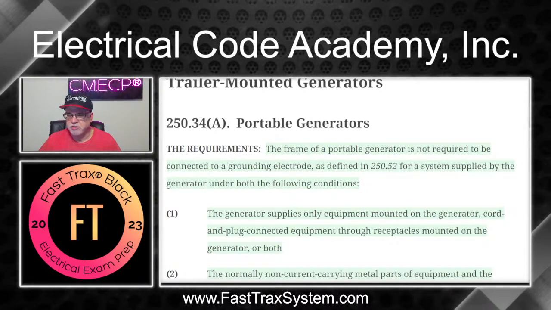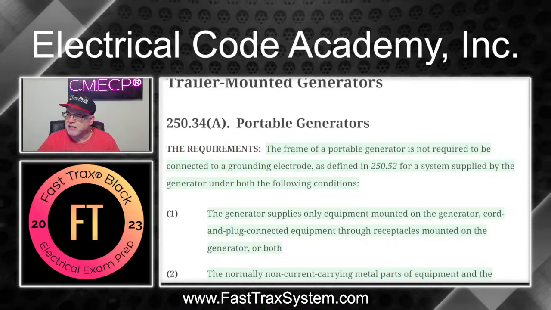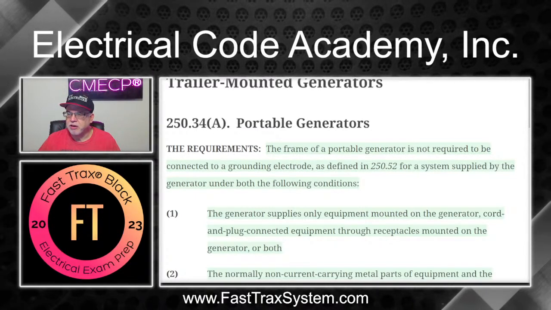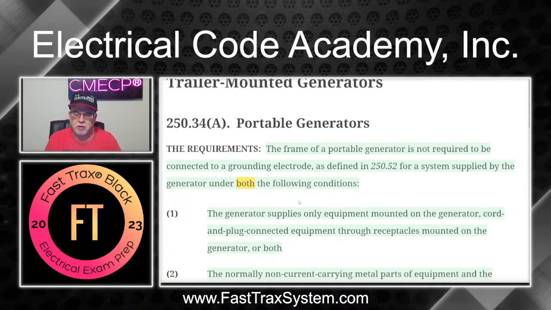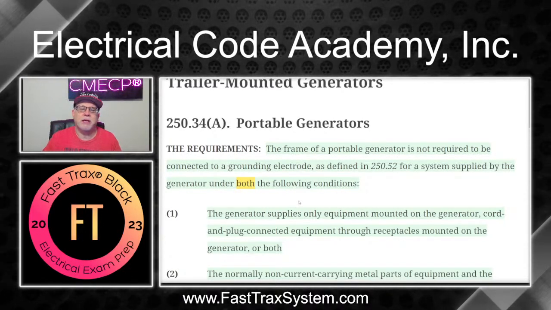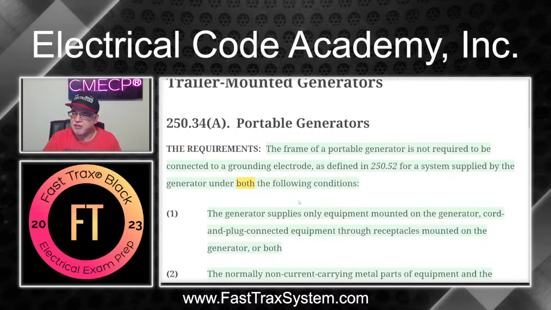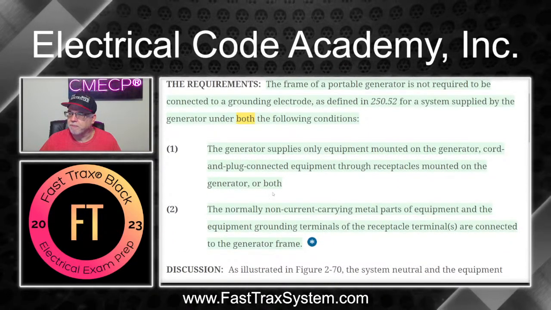So we'll be looking at 250.34(A) portable generators. Now, let's look at the requirement. It says the frame of a portable generator is not required to be connected to a grounding electrode as defined in 250.52 for a system supplied by a generator under both, important to highlight that, both of the following conditions. So what this is basically saying is, okay, I have a portable generator and I do not have to drive ground rods or establish a grounding electrode system for this portable generator if the following conditions apply. And there's two of them, and you have to comply with both of these conditions. Or the generator has to comply with both of these conditions. Okay, so here they are.